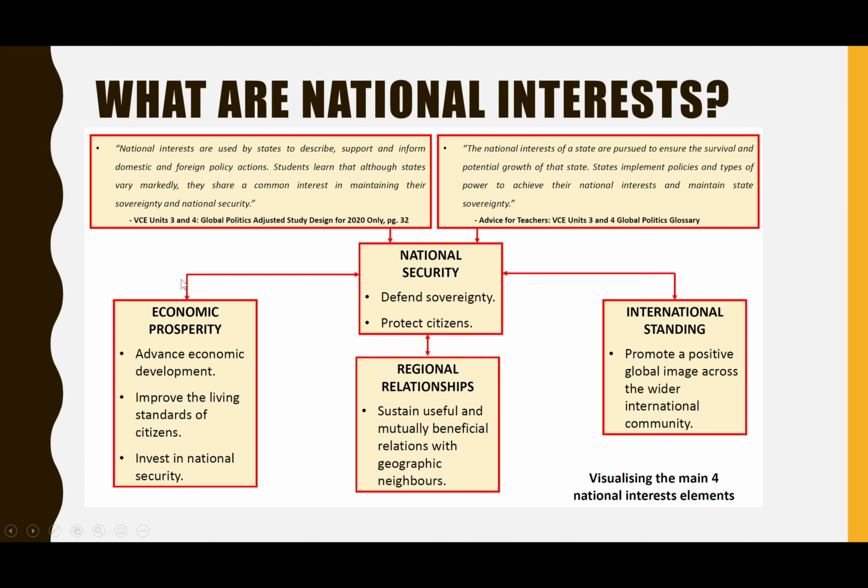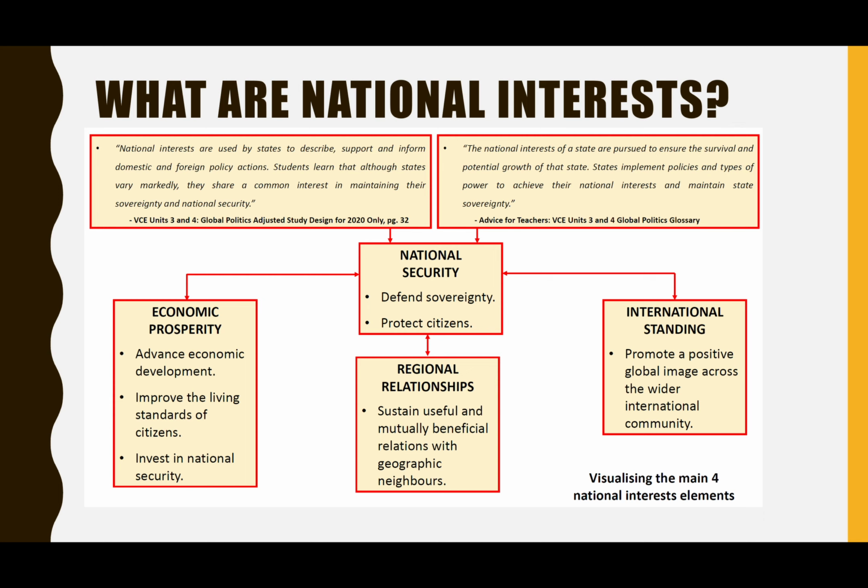So let's get into what national interests are. This is a mind map that another teacher created, but I think what it does really well is show a bit of a visual about what our four national interests essentially mean, as well as providing a definition from our glossary as to what the definition of national security is, what our national interests actually are.